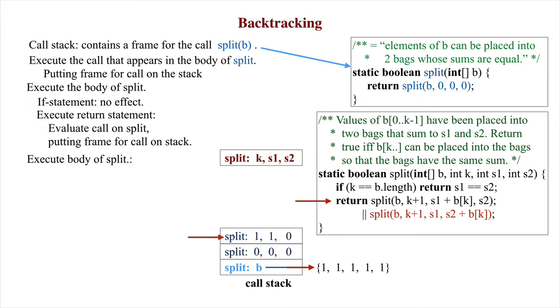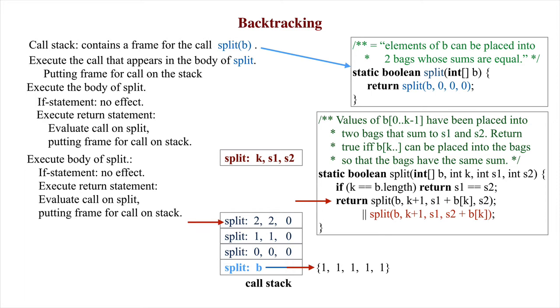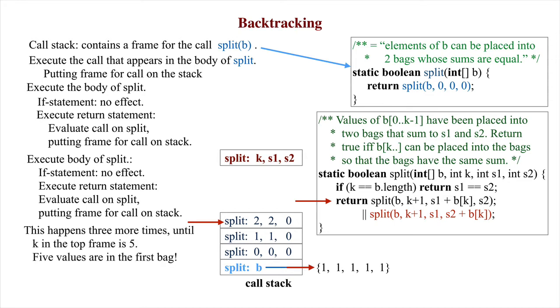This works as before. The if statement has no effect, and the return statement is executed, causing another frame for the call to be placed on the call stack. This time, k is 2, and the first bag contains 2 values. In fact, we can see that this will happen 3 more times until k in the top frame is 5. All 5 values have been placed in the first bag.